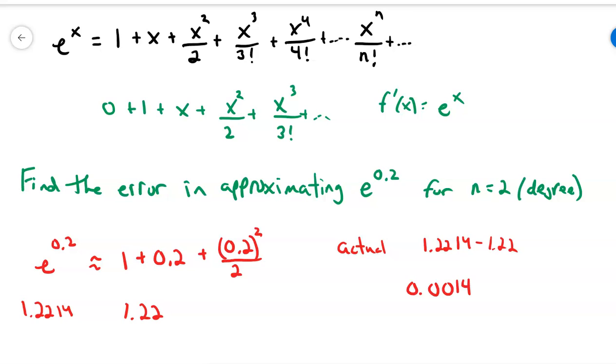All right, if you want to try it again for n equals 4, then go all the way out to 4 terms. So 1 plus x, x squared, x to the third, x to the fourth.